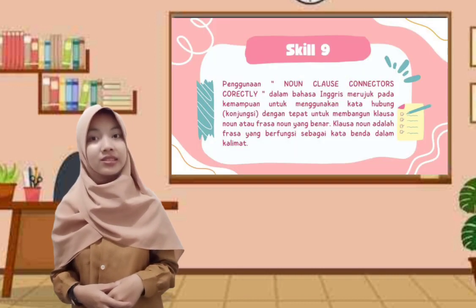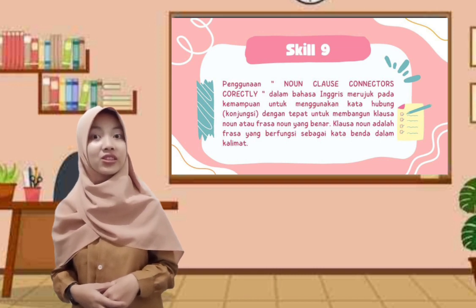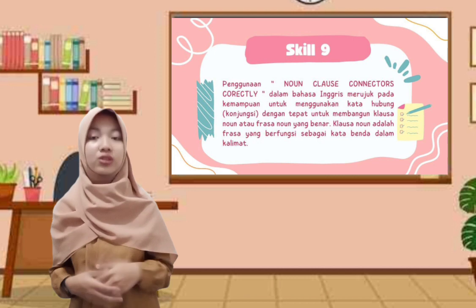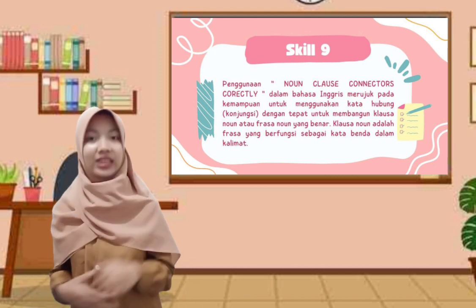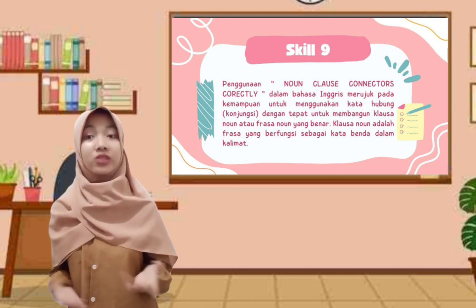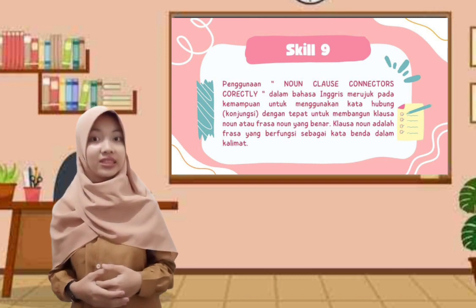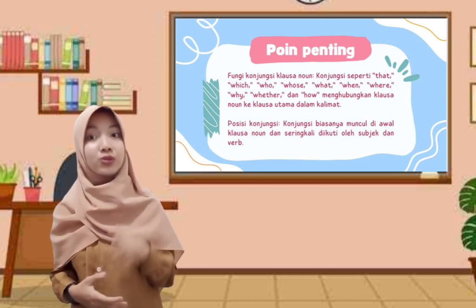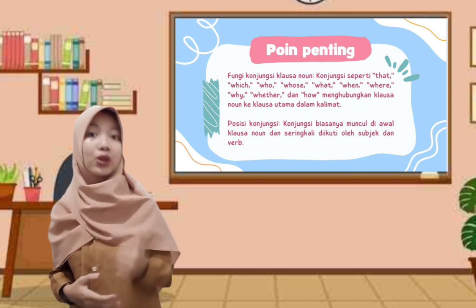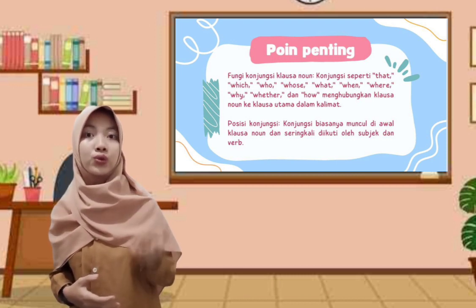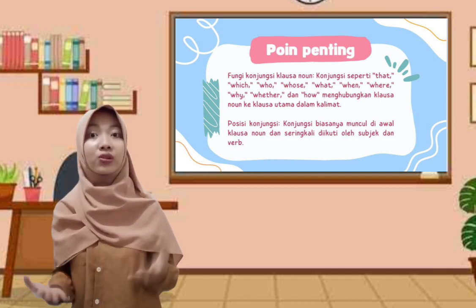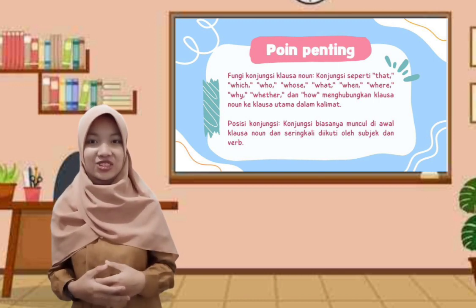For the first skill, skill 9, use of noun clause connector correctly in English refers to the ability to use conjunction correctly to construct the noun clause correctly. A noun clause is a phrase that functions as a noun in a sentence. Next, important point, function of the noun clause conjunction such as that, which, who, whose, what, when, where, why, whether, and how connect noun clause to the main clause in the sentence.